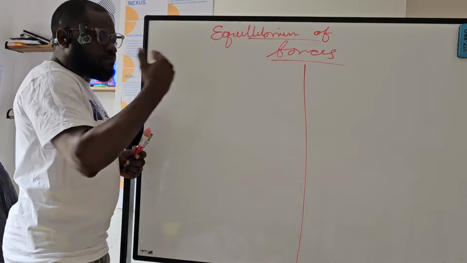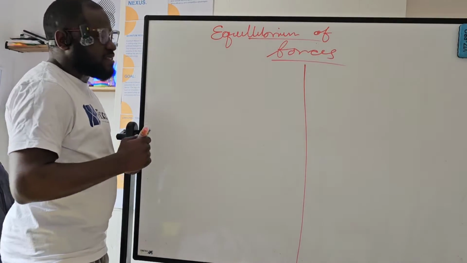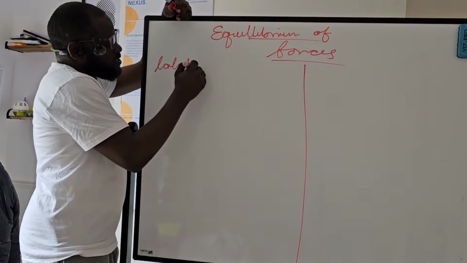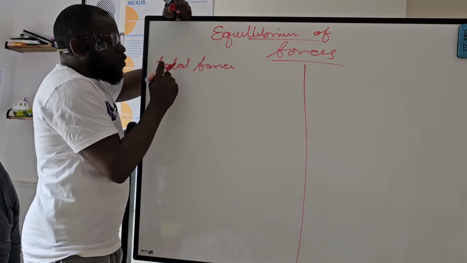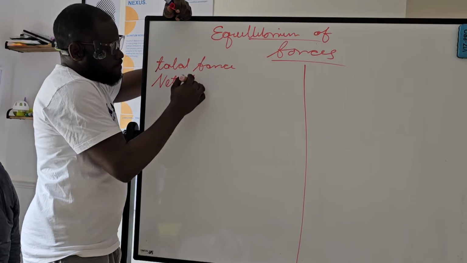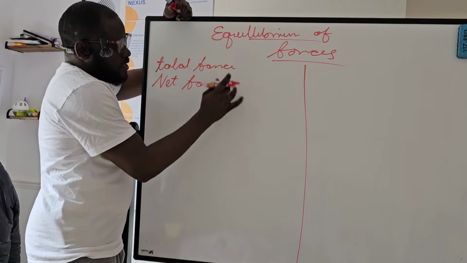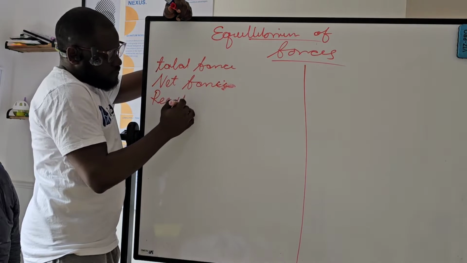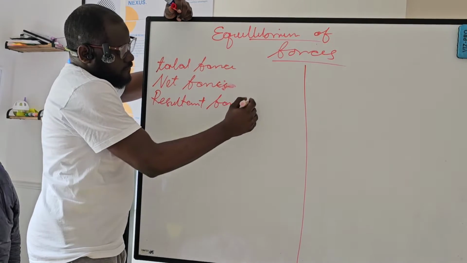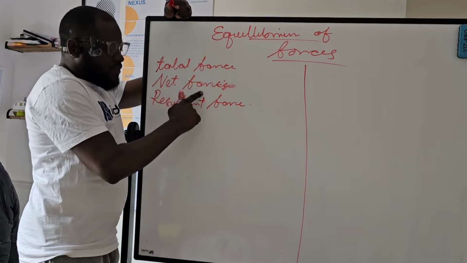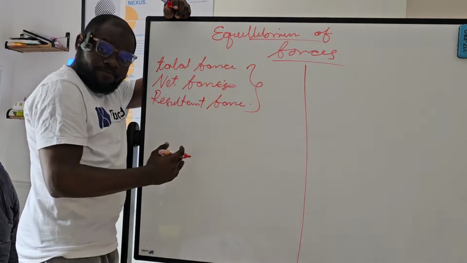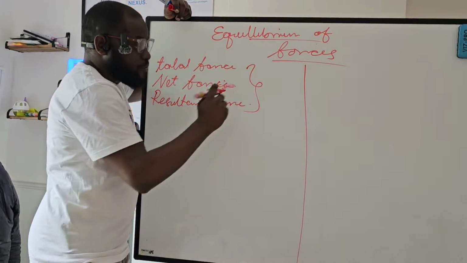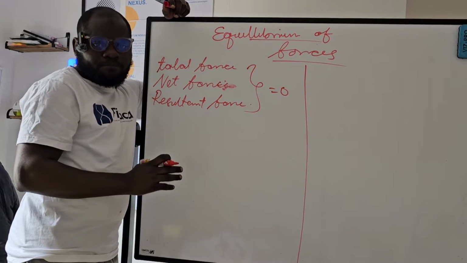If I tell you that this body is at equilibrium, what it simply means is that the total force, if the examiner did not want to use the word total, they can use the word net force. If they don't want to use the word net force, they can use the word resultant force. So when the total force or net force or resultant force, any of them that they use, as long as the total force that is acting on a body is equal to zero, that means the body is at equilibrium.